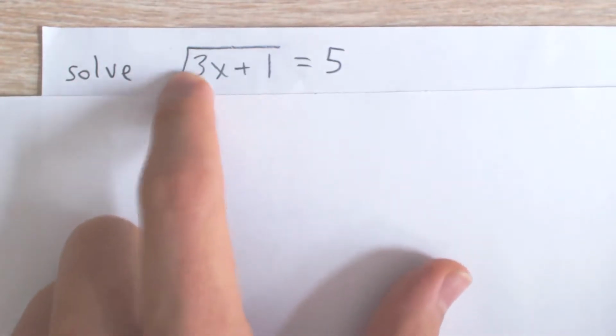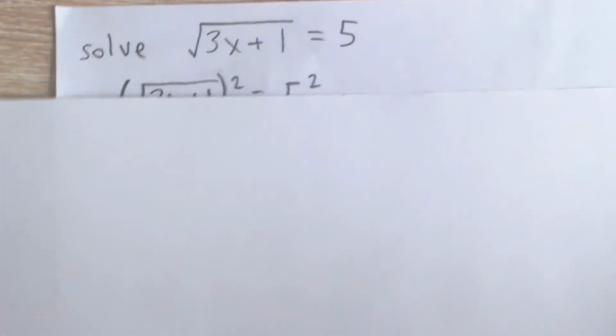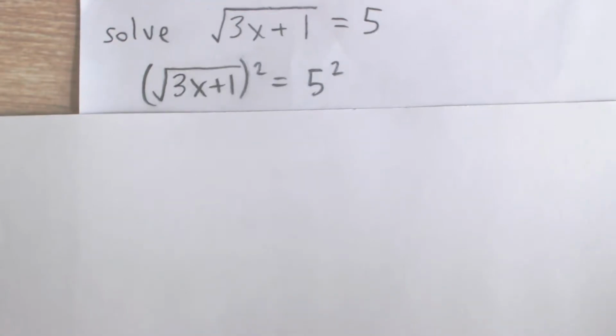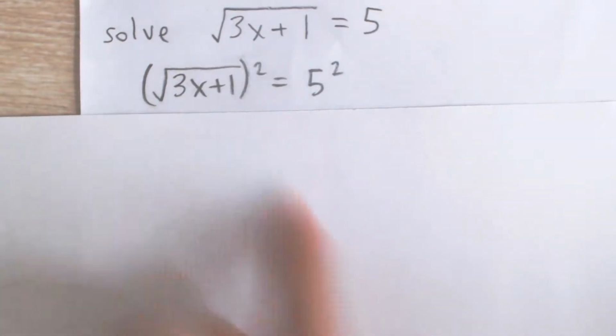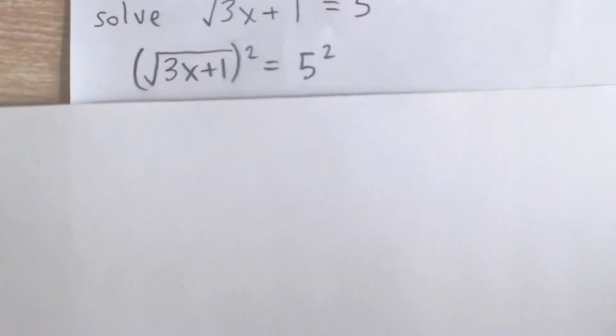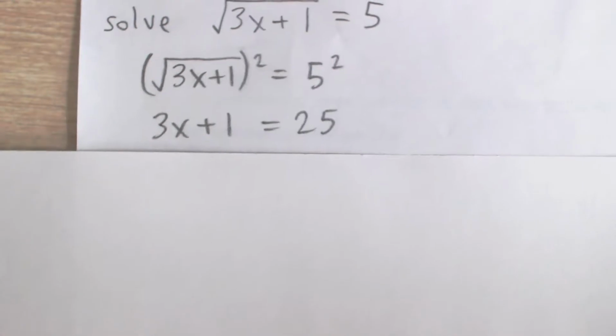And so what we're going to do is get rid of that square root by squaring both sides, right? Square and square root are inverses, so they cancel each other out. So what's going to happen is we just square both sides of the equation. And so on the left, the square root and the square cancel each other out. And on the right, we have 5 squared, so that's 25. And so now all we have is a linear equation which we can solve for x.